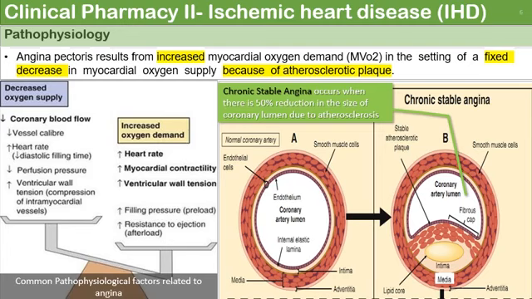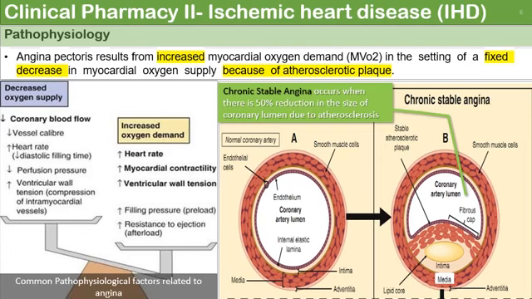The factors related to decreased oxygen supply, the important factors, are: the reduction in coronary blood flow, the reduction in vessel calibre, an increase in heart rate, a decrease in diastolic filling time, a reduction in perfusion pressure, and an increase in ventricular wall tension.